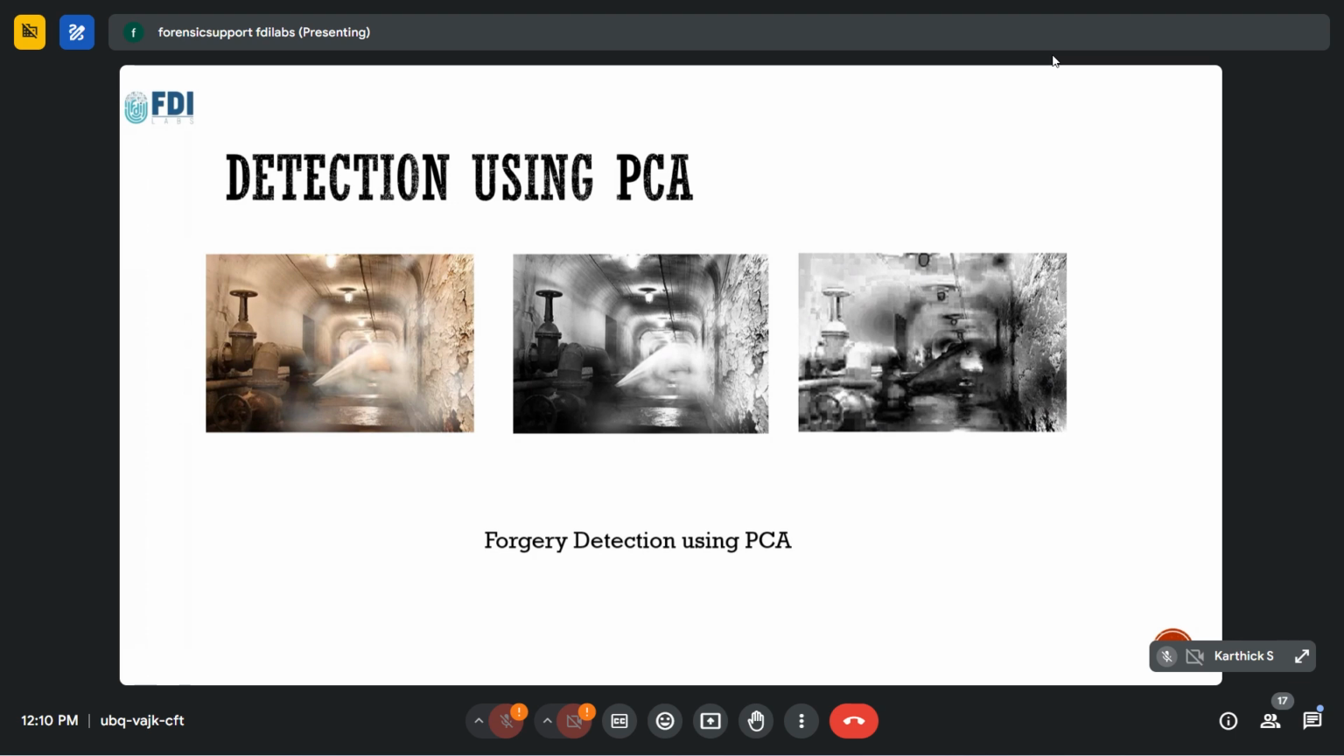For example, if we see this picture, we can see how the principal component analysis is done. If you look at this first picture, the principal component is almost the same throughout the picture, but when we use the PCA method, the second principal component shows recognizable differences between the parts of the image.